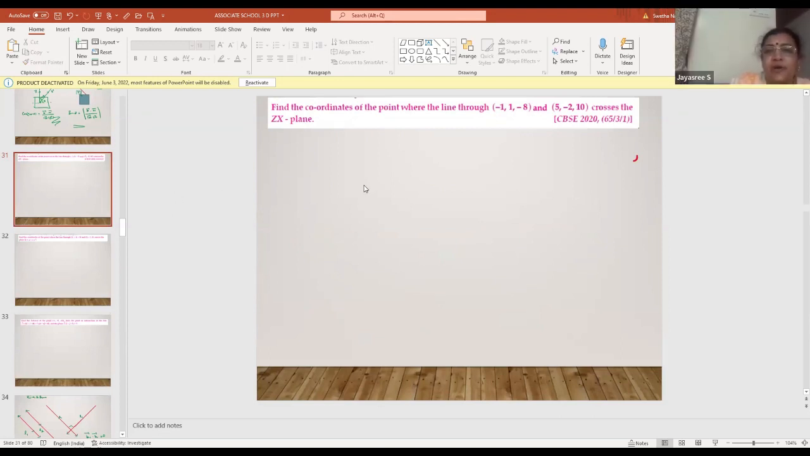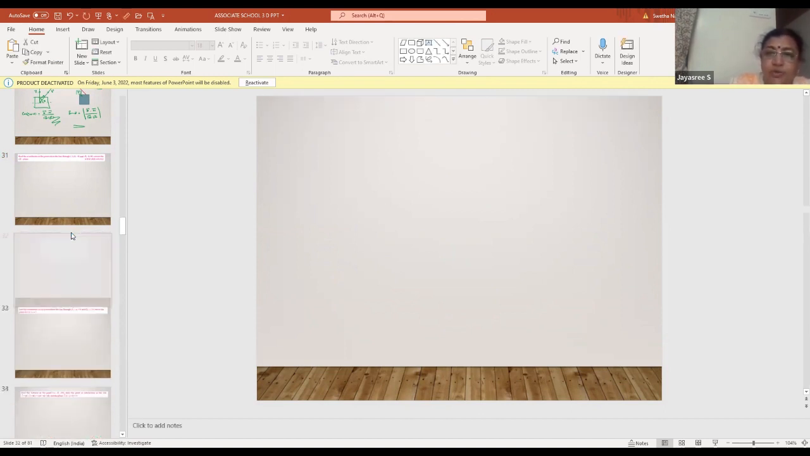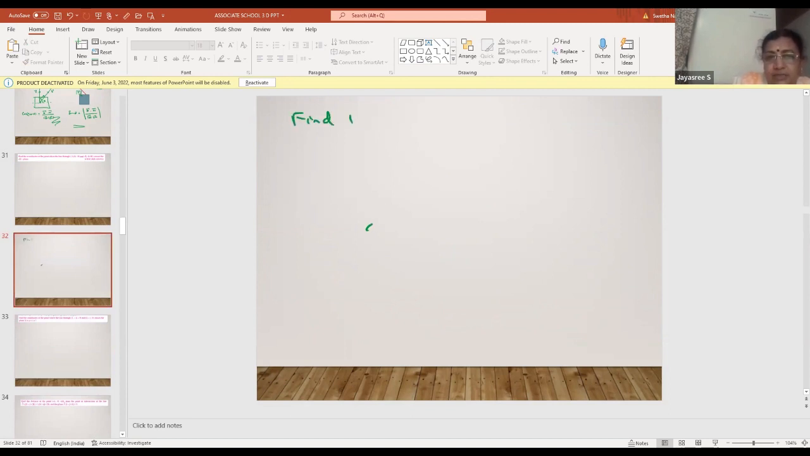Find the coordinates of the point where the line through the 2 points crosses the xy plane. Find the coordinates where the line (x minus 1) by 2 equal to (y plus 1) by 5 equal to (z minus 1) by 2 crosses the xy plane.